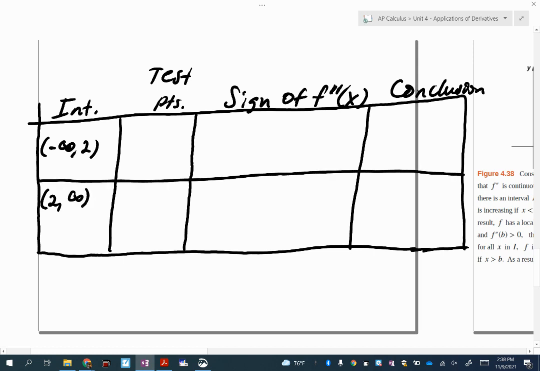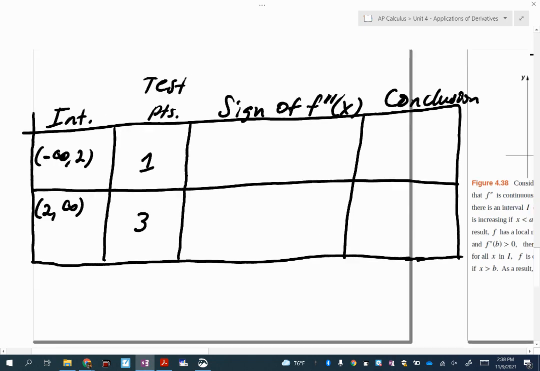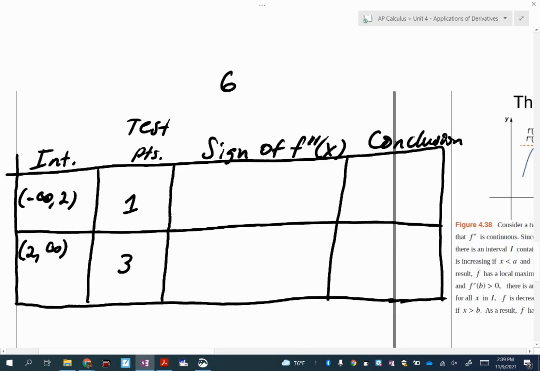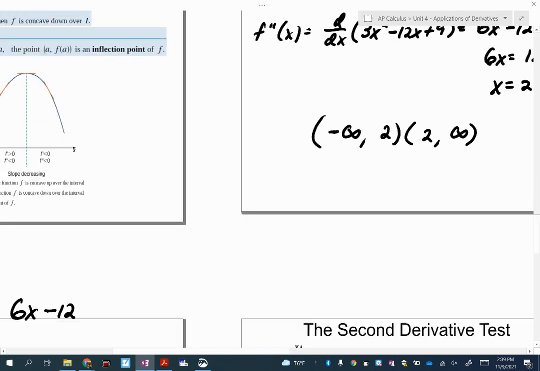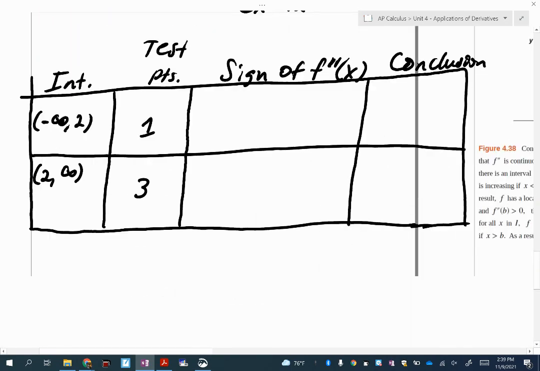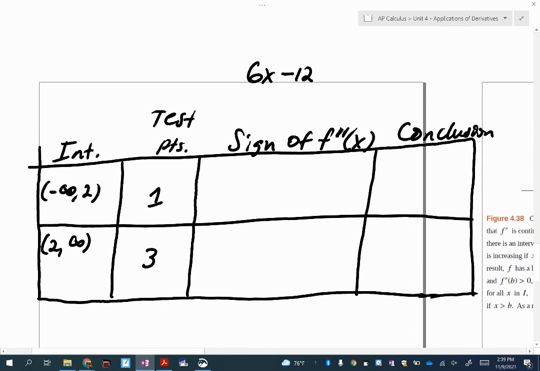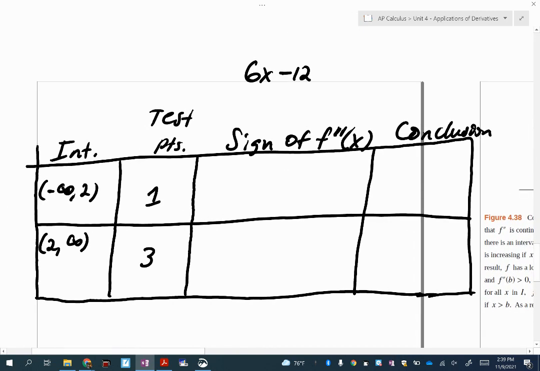All right, so test points could be 1 and 3. Again, you can use 0, negative numbers, whatever you want. All right, so let me write down my second derivative. I believe it was 6x minus 12. Confirm. Yes, 6x minus 12. This one should be hopefully a little easier. You can do this mentally. Plugging in 1, you get 6 minus 12, which is a negative. And then plugging in 3, you get 18 minus 12, which is a positive.